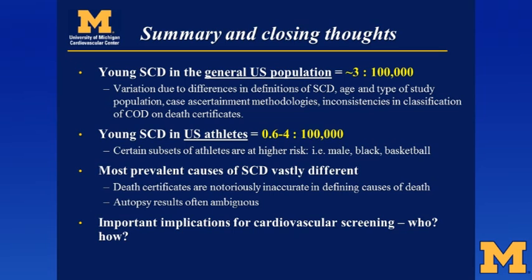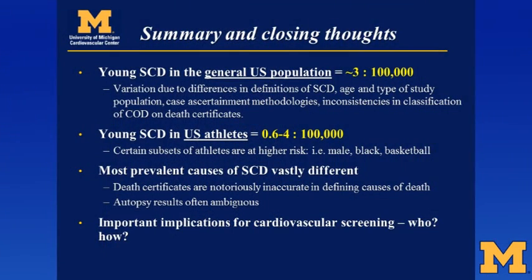The prevalence of young sudden cardiac death in U.S. athletes is somewhere between 0.6 and 4 per 100,000. The real answer is probably somewhere in the middle of that, and probably right around or maybe a little bit below that of the general population. But remember that there are certain subsets that have come up time and again as being at higher risk: males, black athletes, basketball players, and some other high-intensity sports.